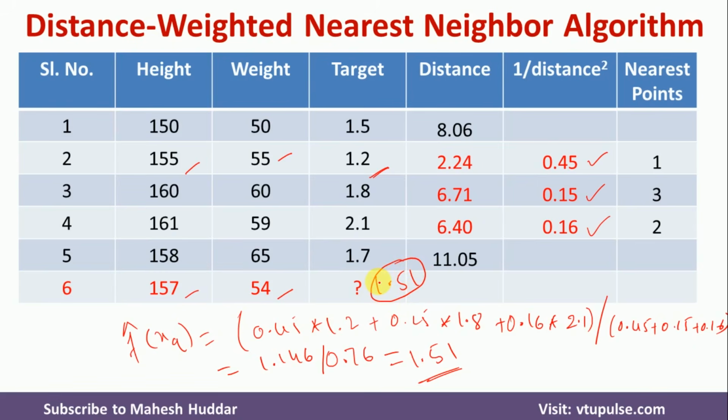So this is how we can use the distance weight while classifying a new instance into one of the classes, or predicting the value for the new instance over here. It has a huge advantage over the simple nearest neighbor algorithm, because we are considering the distance as well as the nearest neighbors in this case. I hope you understood the distance weighted nearest neighbor algorithm.